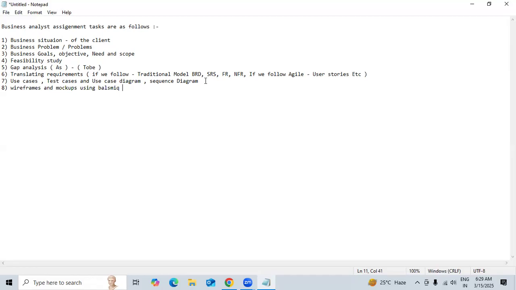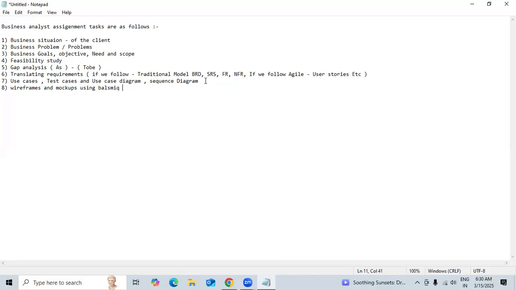Next point, when you are writing down the answers or working on these assignments as a BA, remember two or three points carefully. First, whatever the assignment or the case study that you have selected, never expect all the answers will be in the case study. For the questions, the answers won't be available in the case study all the time.